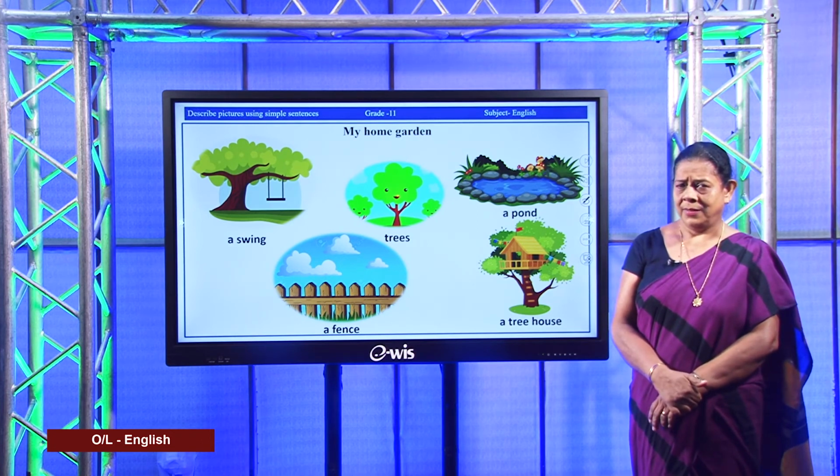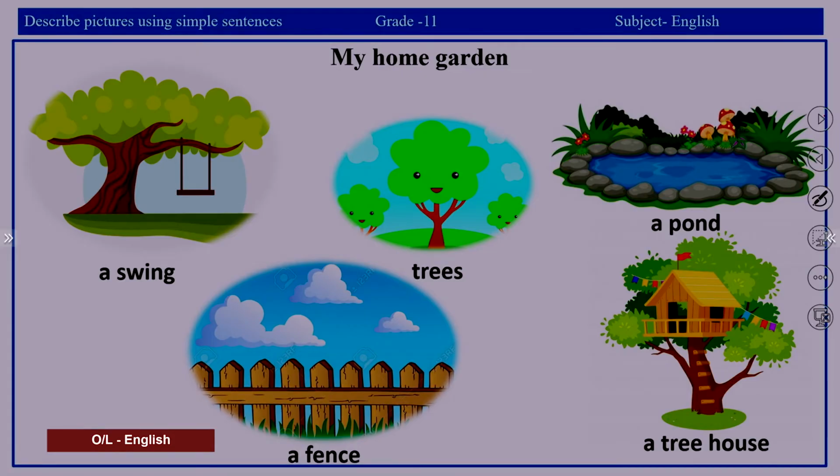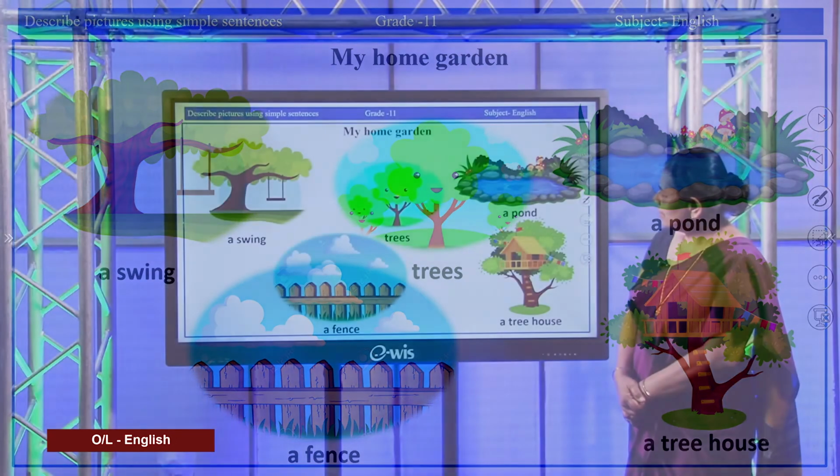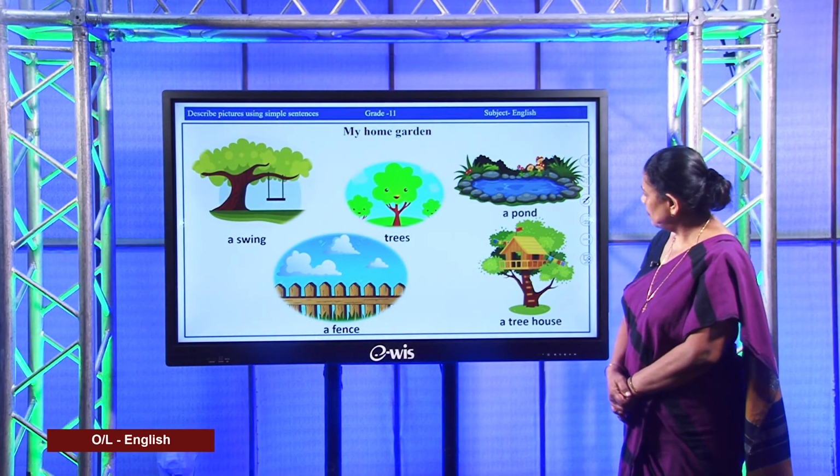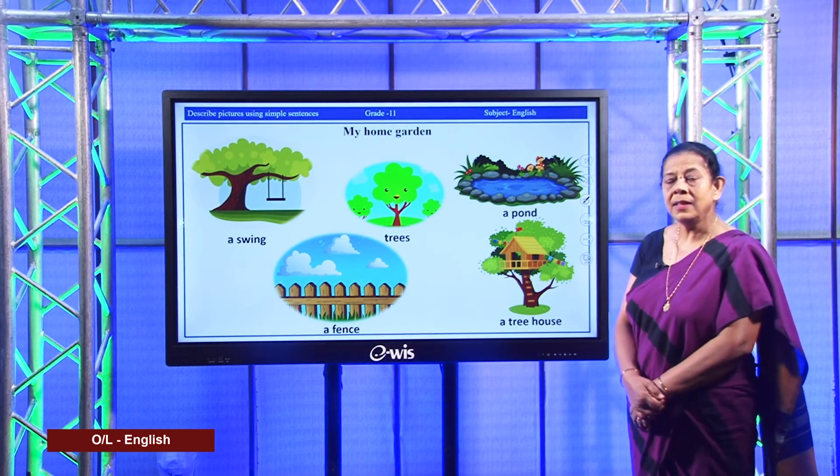Shall we do another activity? So what is that? My home garden. What can you see there in your home garden, children? Yes, a swing. Trees. What else? A pond. A fence. A tree house. A swing, trees, a pond, a fence, a tree house.